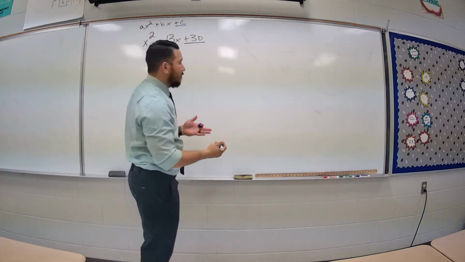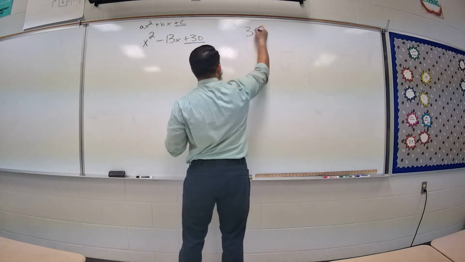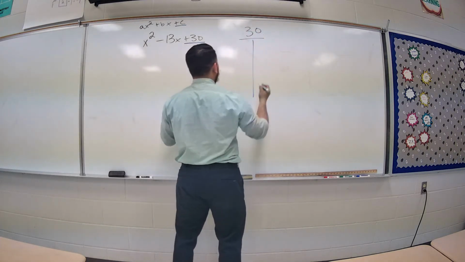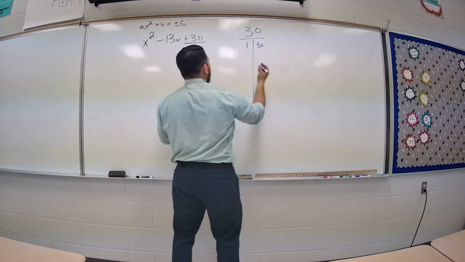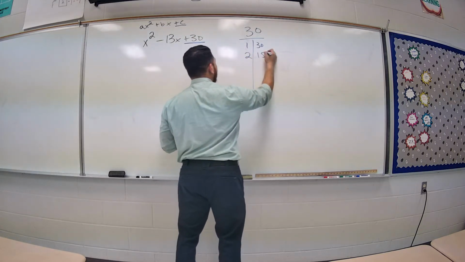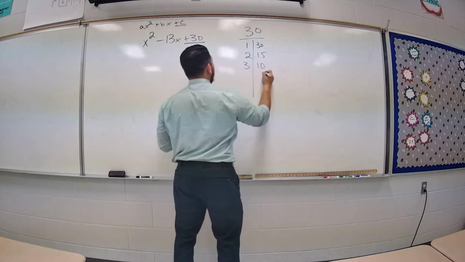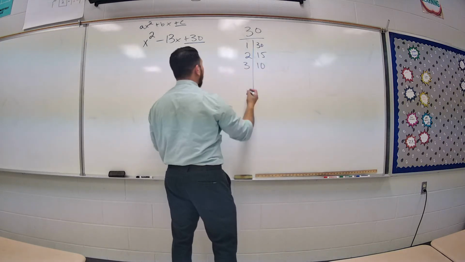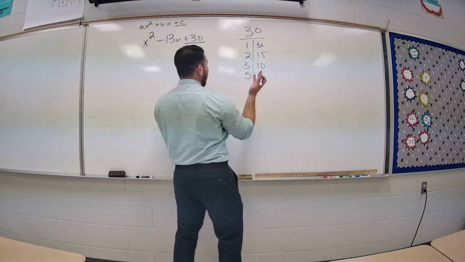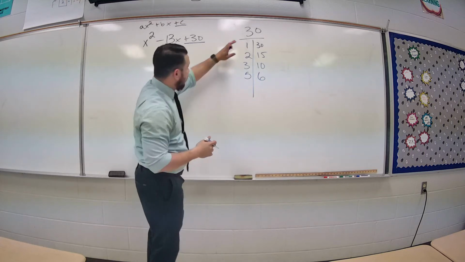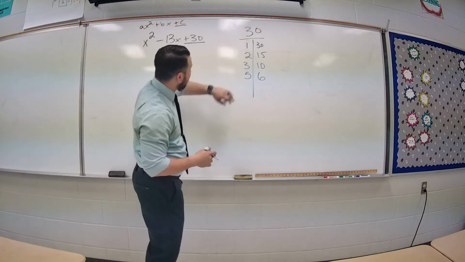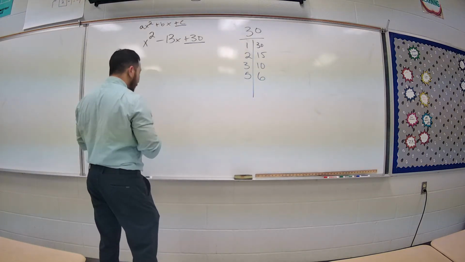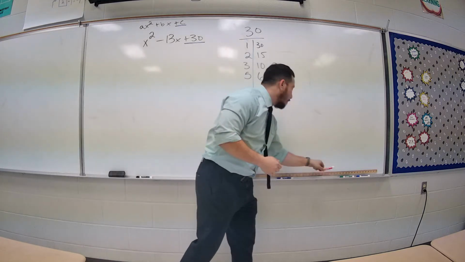When I say factors, it's basically what are the numbers that can multiply to give you 30? Well, I have 1 and 30, I can do 2 times 15, I can do 3 times 10, 4 won't work, 5 times 6, and then that's pretty much it. So I'm going to take a look at these terms, and I'm also going to compare them to this other part here.